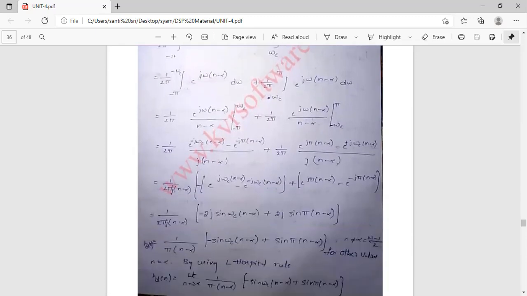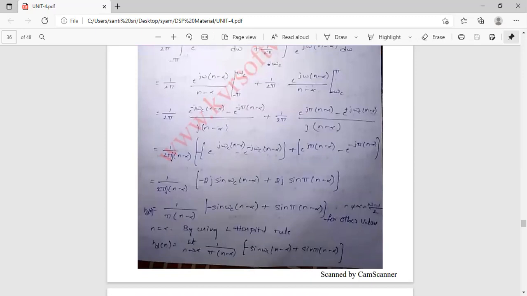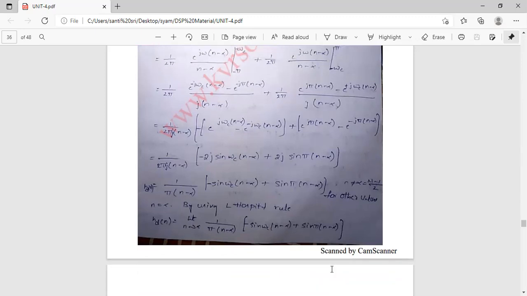So we simplify this one so that we will get hd of n equal to this expression: 1 by pi into n minus alpha, into minus sin omega c into n minus alpha plus sin pi into n minus alpha. Okay, by using L'Hospital rule, so n equal to alpha.